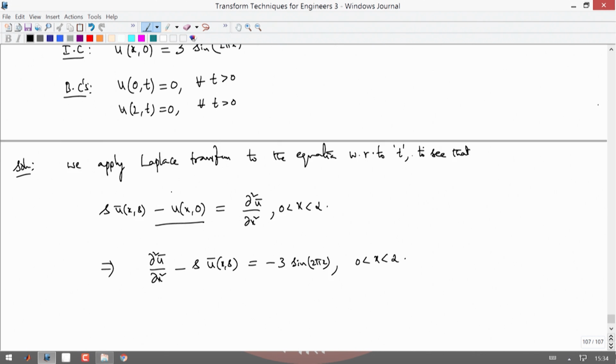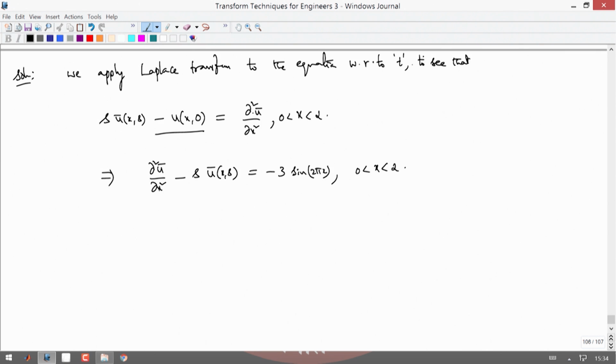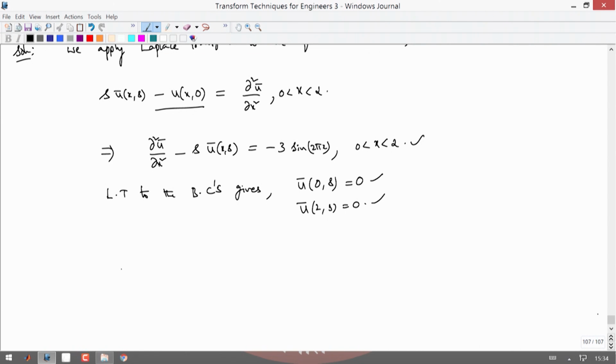Because it is the t variable, we can apply the Laplace transform to the boundary conditions. It gives u at (0,t) becomes ū(0,s), that is 0, and ū(2,s) is also 0. So, this is the equation and these are the boundary conditions for this ordinary differential equation.